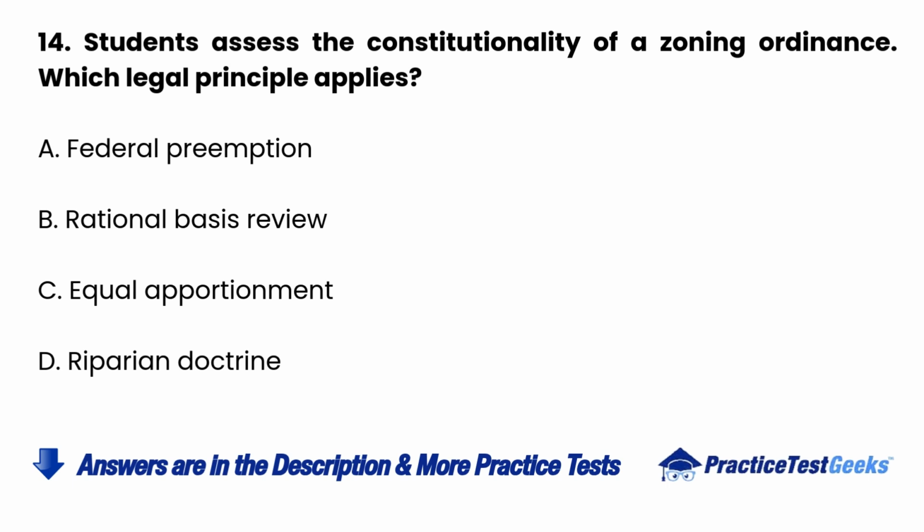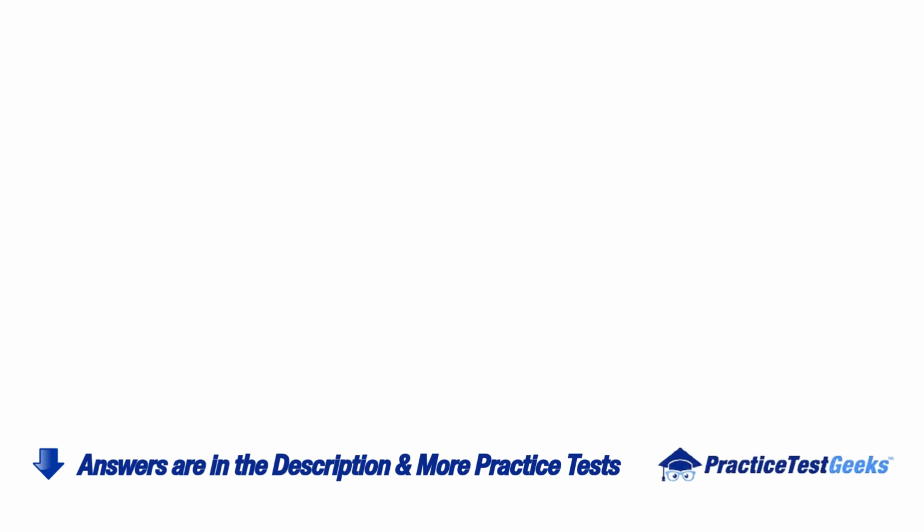14. Students assess the constitutionality of a zoning ordinance. Which legal principle applies? A. Federal preemption. B. Rational basis review. C. Equal apportionment. D. Riparian doctrine.